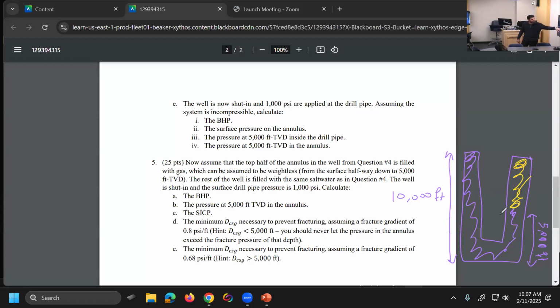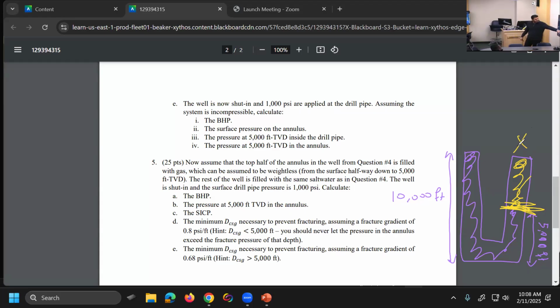And I'm asking you to give me the pressure at different points. Like give me the pressure at BHP, okay? There are two ways you can do it, but you have information to do it only one way. The pressure at 5,000 feet in the annulus, so can I write the pressure here? 5,000 feet. You use the U-tube model for that. The SICP, which is the pressure here.